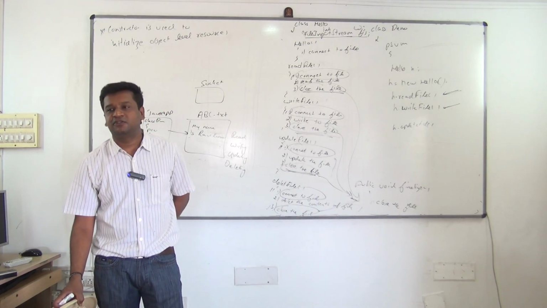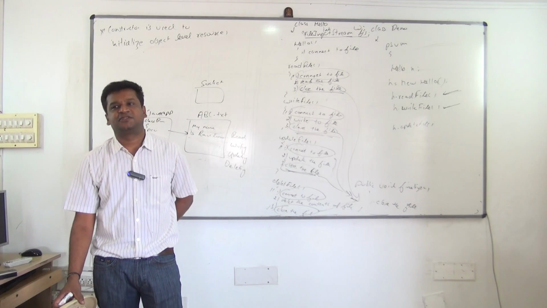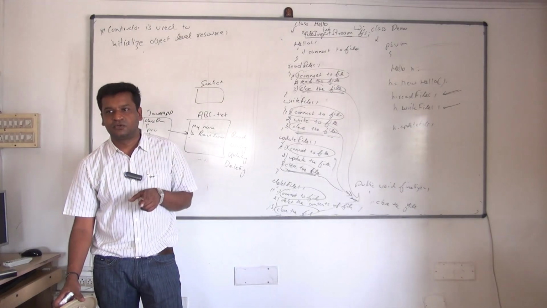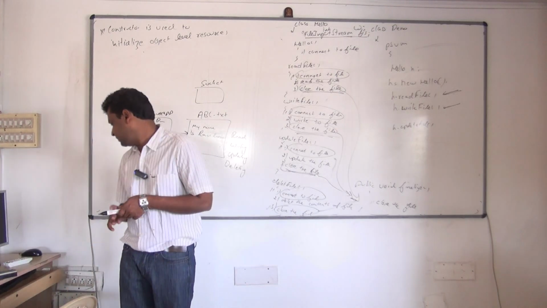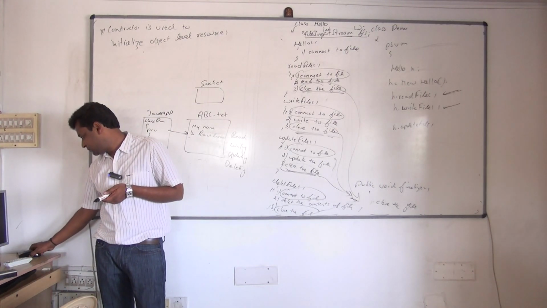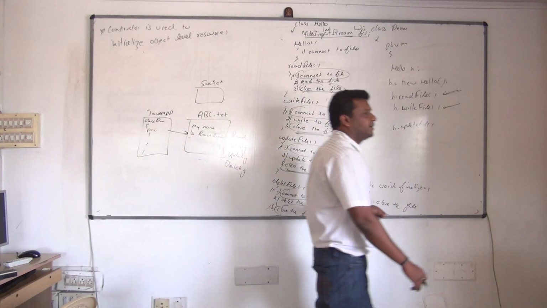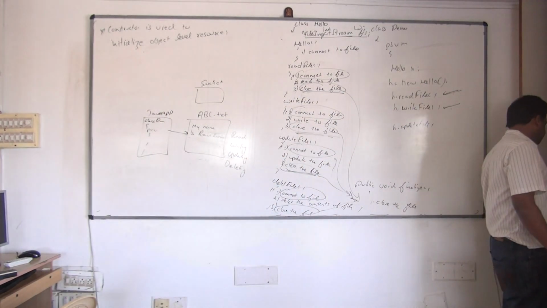That kind of resource we always initialize in the constructor. So the constructor is used for initializing what? Object level resources. Constructor is used for initializing object level resources.